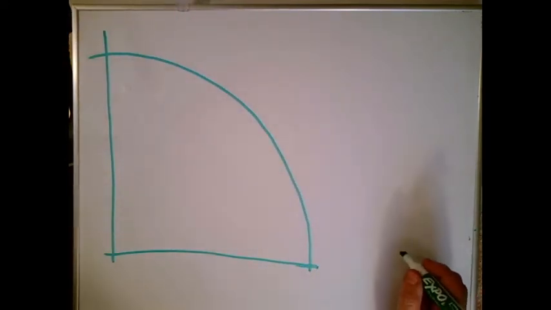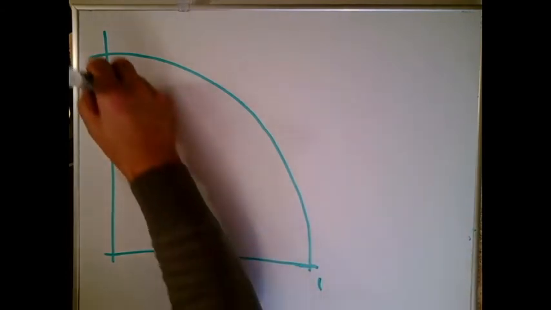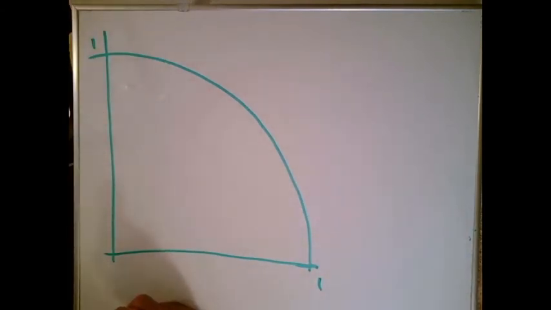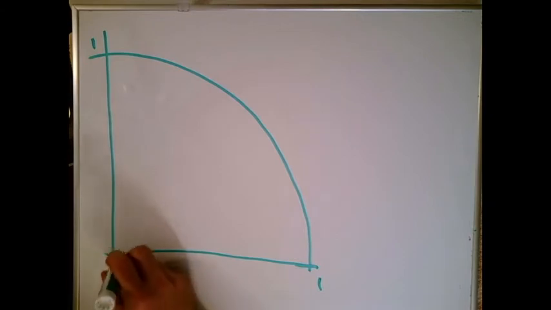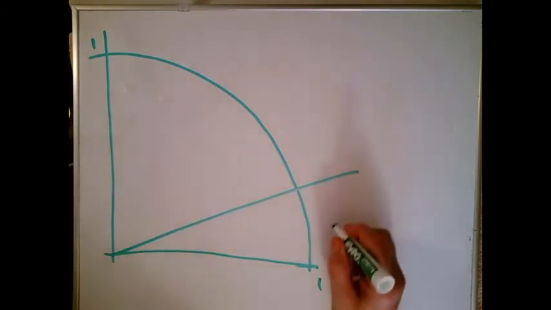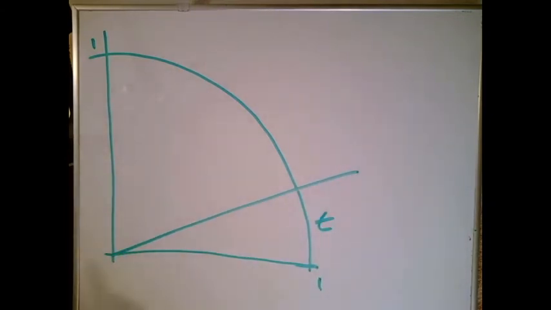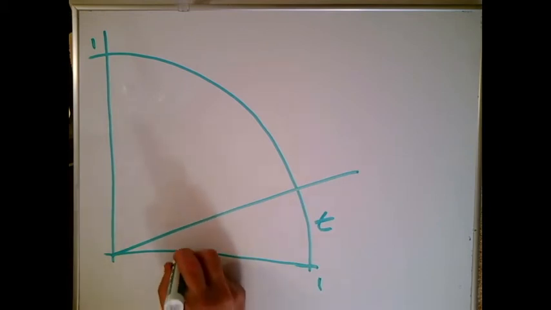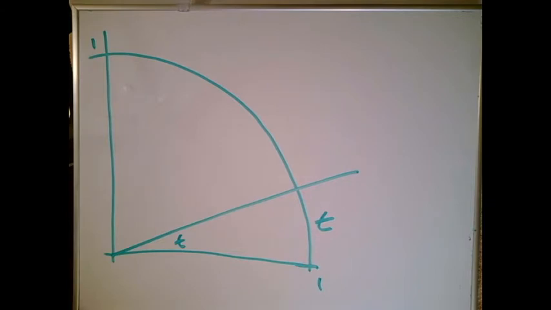Okay, there's the unit circle. Remember, that's 1, and that's 1. If someone talks about sine t, what they're telling us to do is go distance t. So we're going to go distance t. Remember, when you're using radians, that means you're calling this angle t as well. What is sine t? Well, sine t is supposed to be the y coordinate right there.